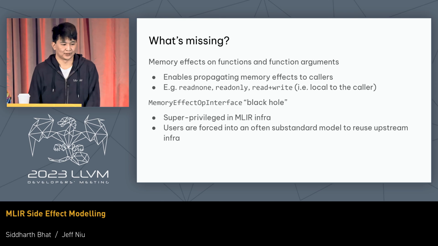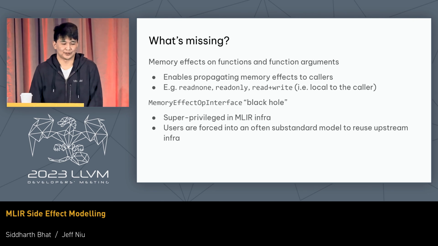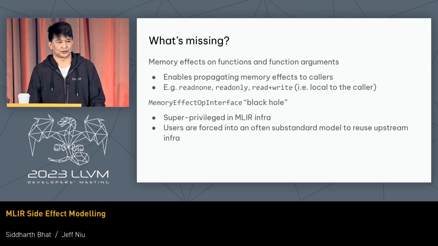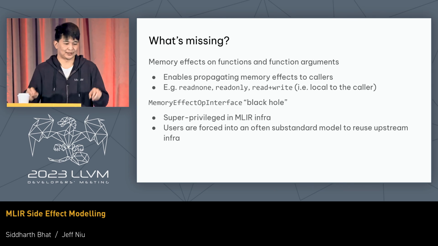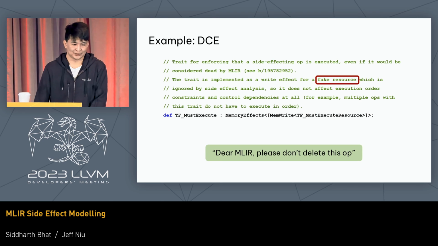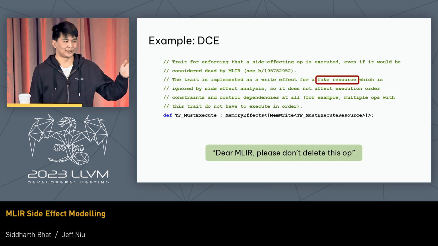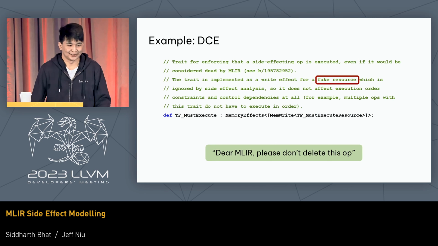So you can designate a function call as effectively being a no-op and delete them from the IR without requiring interprocedural analysis. The other problem with memory effects op interface is that it tends to be a bit of a black hole for side effect modeling. It's very privileged in the MLIR infrastructure, and this tends to force users into using it to model their not actually memory effects in order to reuse upstream infrastructure. Here's an example from the TensorFlow dialect that has this TF must execute trait, which is effectively put on operations that they don't want DCE to remove for some reason.